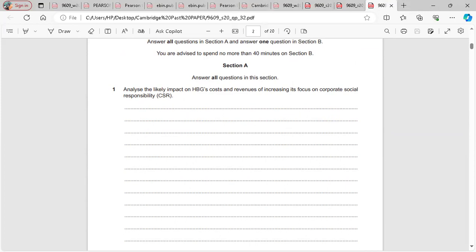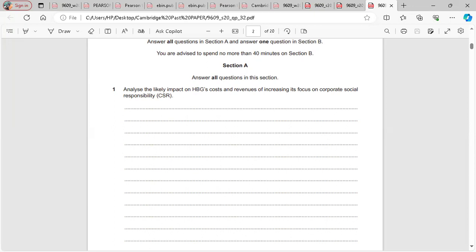The first question says, analyze the likely impact on HBG's cost and revenues of increasing its focus on corporate social responsibility. First, you have to define what corporate social responsibility is. It means the firm is taking a stance in taking care of stakeholders rather than shareholders. Shareholders are part of stakeholders too, but when you think more of your shareholders, it means you think about making profits. You don't put into consideration the rest of the people that have interest in the business. So that is what corporate social responsibility is.